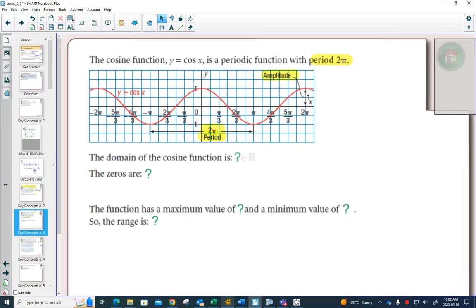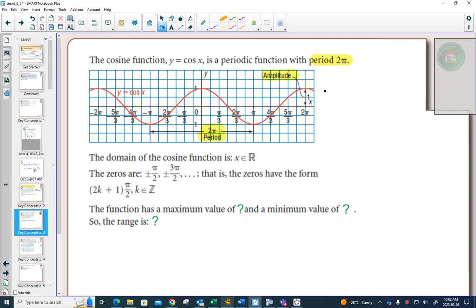So just like sine, the domain is everything. But now the zeros, and we're going to think about this a little bit off to the side. If we start listing them, we would have 0 at pi over 2, then 3 pi over 2, then 5 pi over 2, then 7 pi over 2, dot, dot, dot, and same thing in the negative direction.